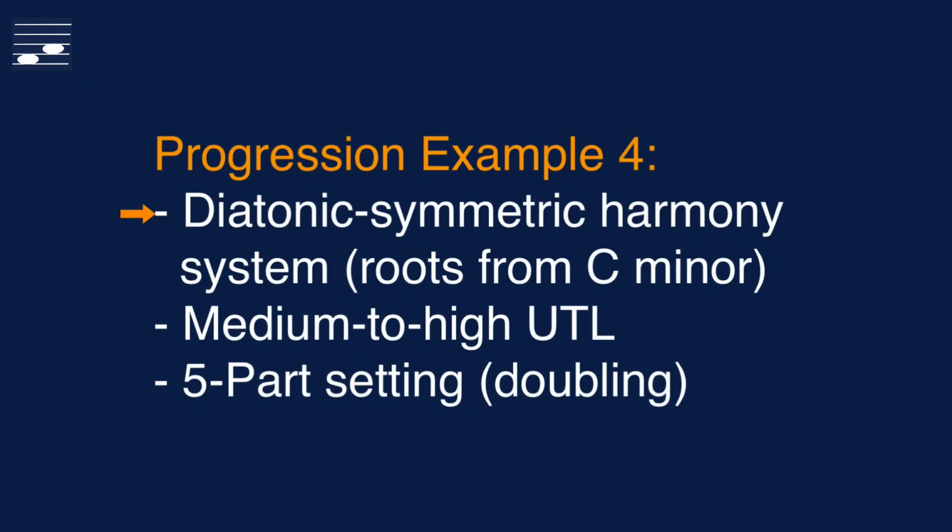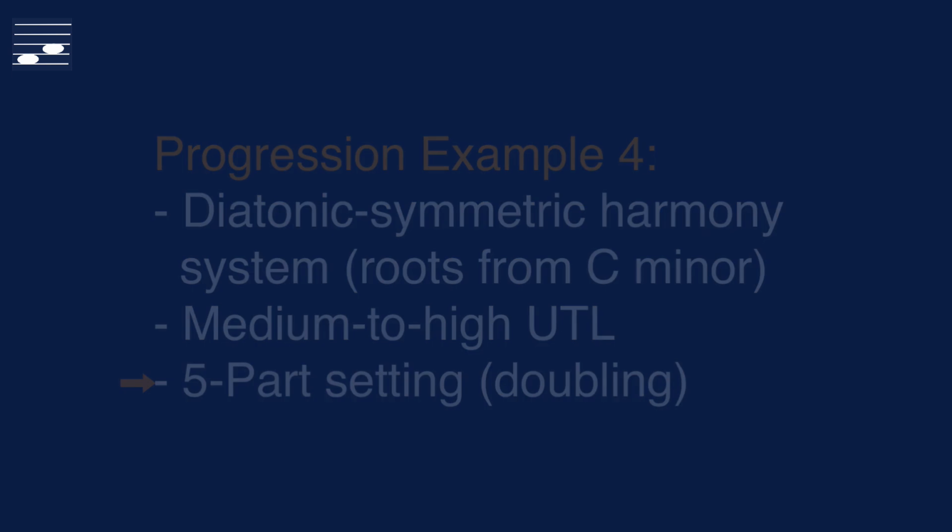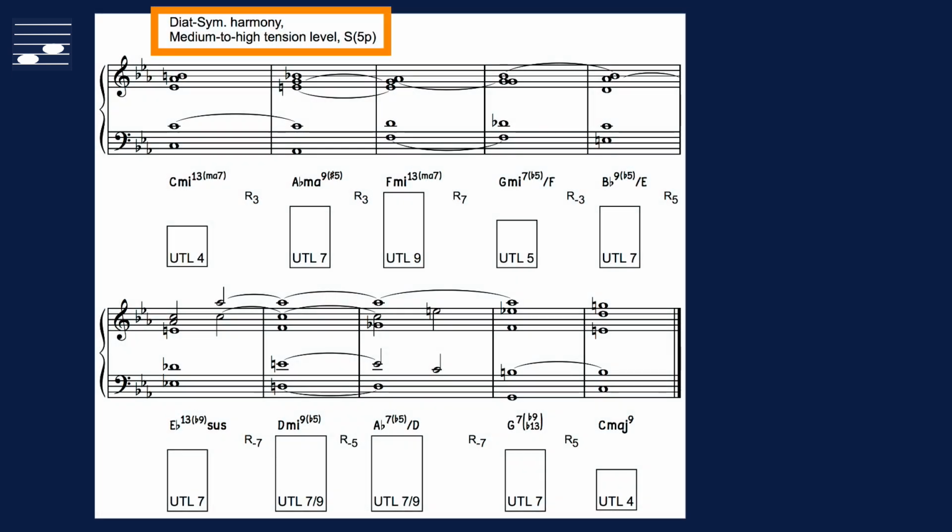Progression 4 is in the diatonic-symmetric system, with roots from the C Aeolian minor scale. Again I use medium to high tension level chords. This time we create a genuine 5-part setting with occasional chordal function doubling. Here's the 10 measure result.